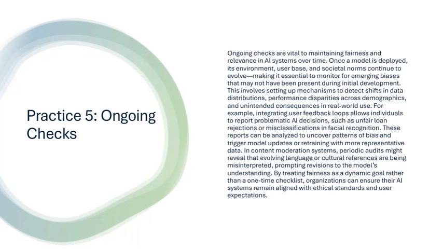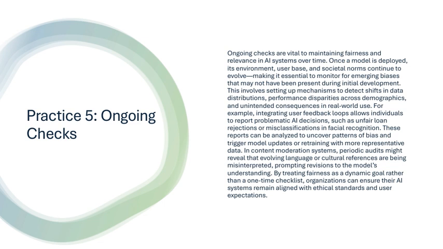Now, let's talk about practice 5, ongoing checks. Once we've deployed an AI model, the work doesn't stop there. The environment, the user base, and societal norms are always changing, which makes it crucial to keep monitoring the system over time. This helps us catch emerging biases that might not have been apparent during initial development.